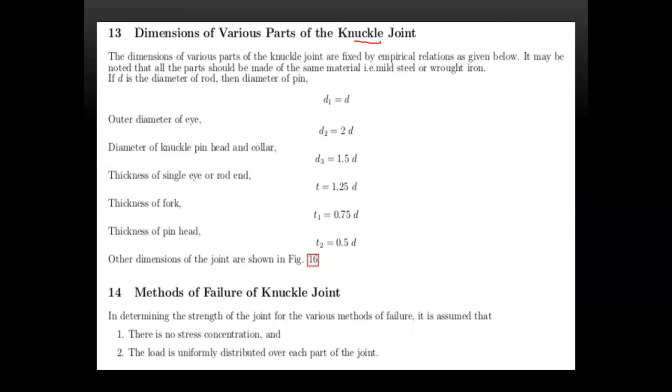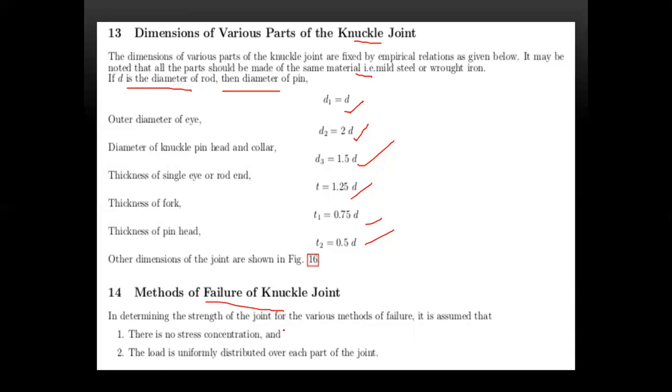Next, coming to the dimensions of various parts of the knuckle joint. The dimensions of various parts of knuckle joints are fixed by empirical relations given below. It may be noted that all the parts should be made of the same material, that is mild steel or wrought iron. If d is the diameter of the rod, then the diameter of the pin is d1 equals d. Outer diameter of the eye, d2 is equal to 2d. Diameter of the knuckle collar, d3 is equal to 1.5d. Thickness of the single eye end, t is equal to 1.25d, t1 is equal to 0.75d, t2 is equal to 0.5d. What are the methods of failure here?